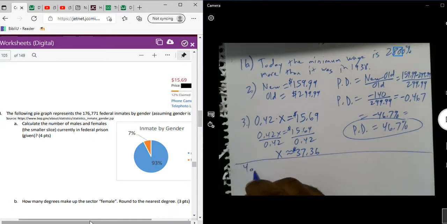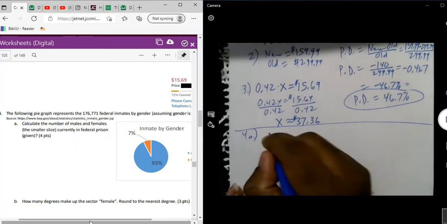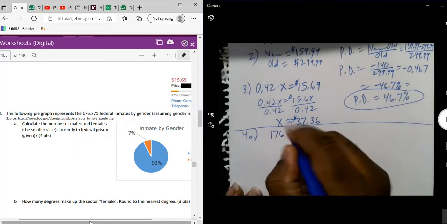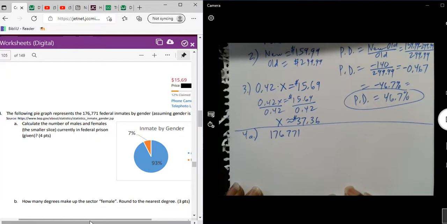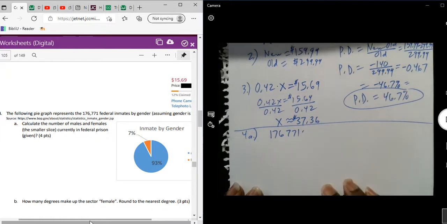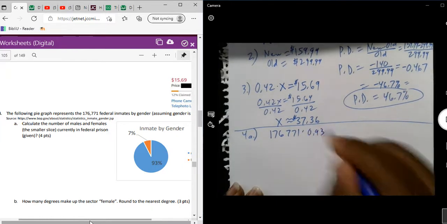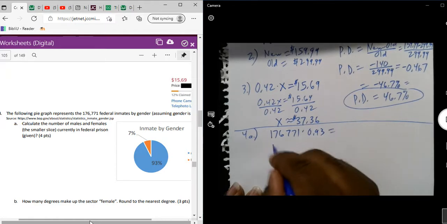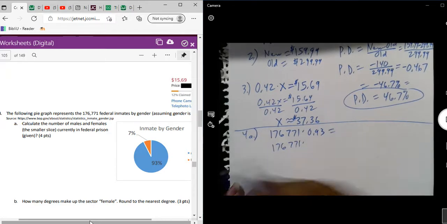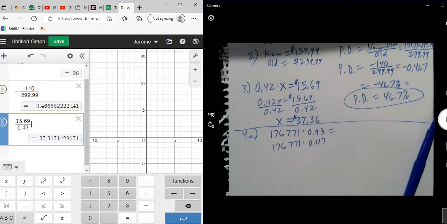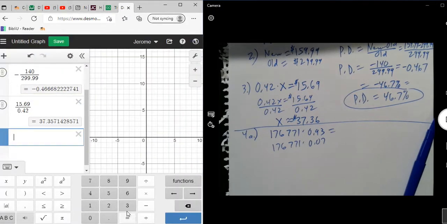So here we have 4A. Remember, there's a total of 176,771 federal inmates. We'll multiply that first by 0.93, which would account for the males, and then a second time by 0.07. Now let's see how many it is. So we go here to Desmos. We have 176,771 times 0.93.